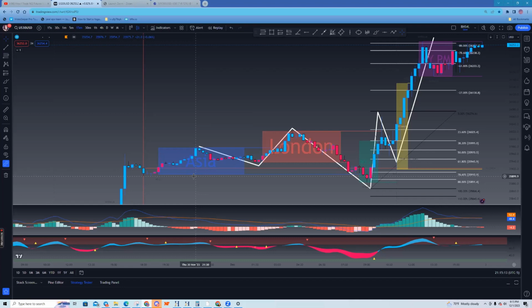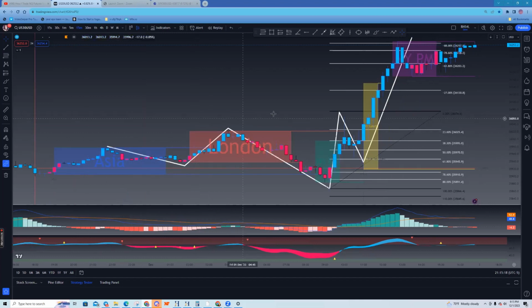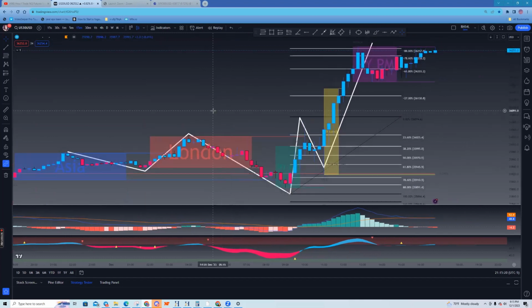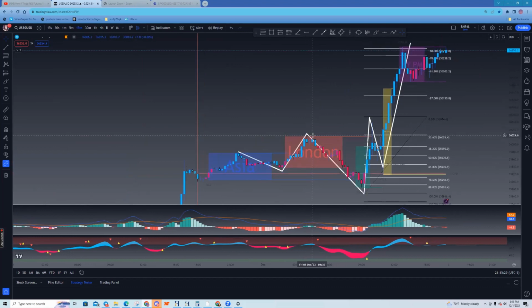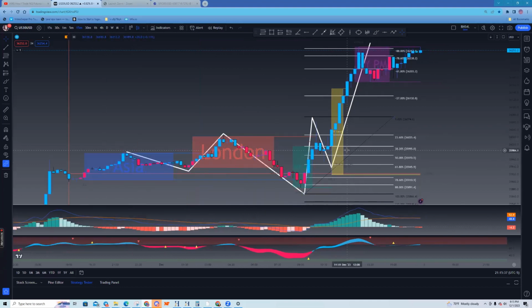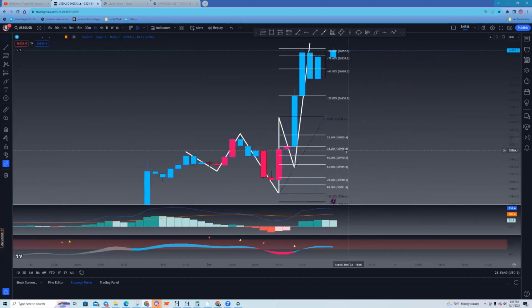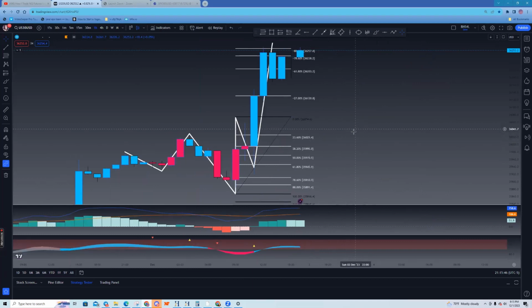So this was US 30, and if I go to, well, this is pretty much today. This entire move happened today. So this was actually a pretty nice trade to be a part of. The setup looks very clean on the 15-minute, but not only on the 15-minute. If you go to the hour, it's pretty much the same thing.